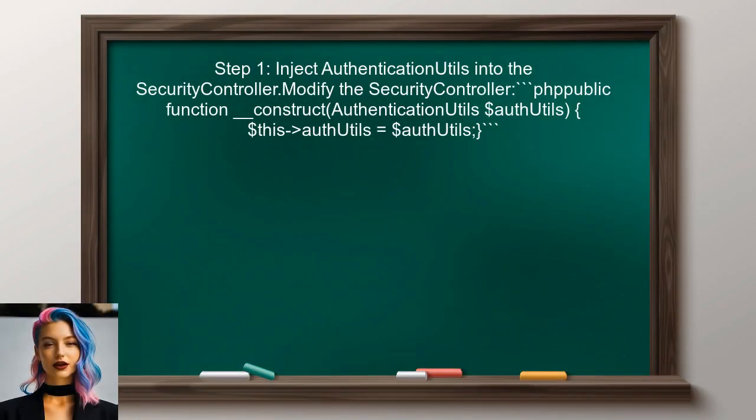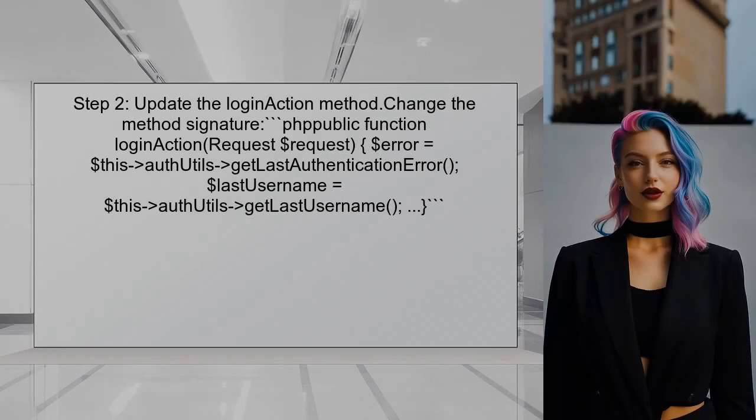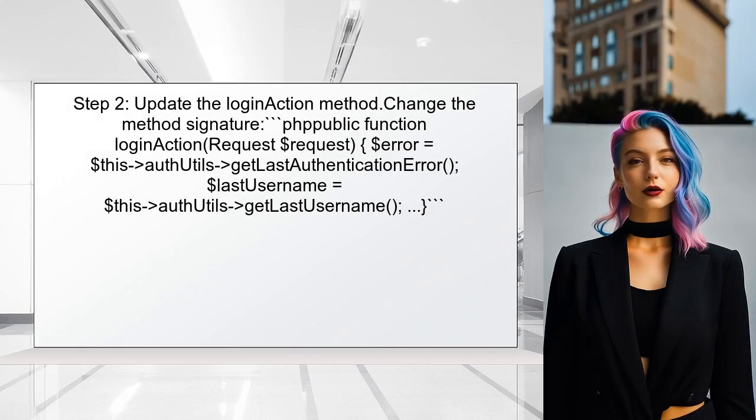To resolve the error, the user needs to ensure that the authentication utils service is properly injected into the security controller. This can be done by modifying the controller's constructor. Next, the user should update the login action method to use the injected authentication utils instance instead of trying to pass it as an argument.